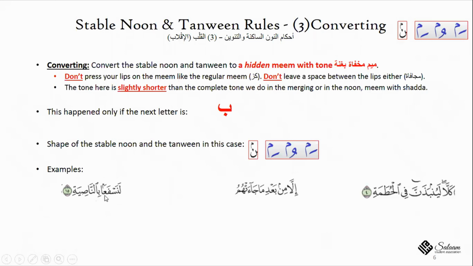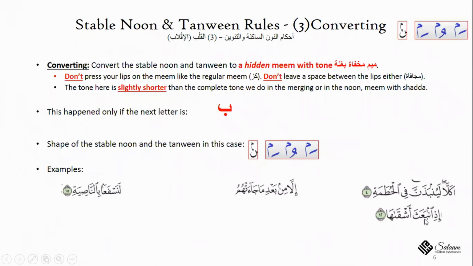So here, I did not say the noon in the tanween. I convert the noon into meme. Same thing here. Noon, meme on it. This means it's iqlab. Ba, that's why it's iqlab.